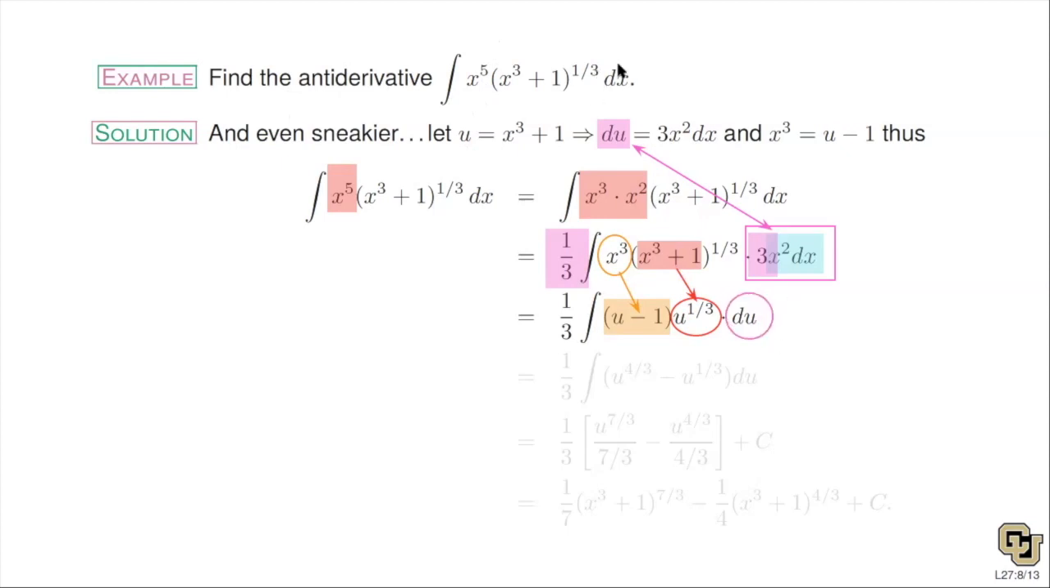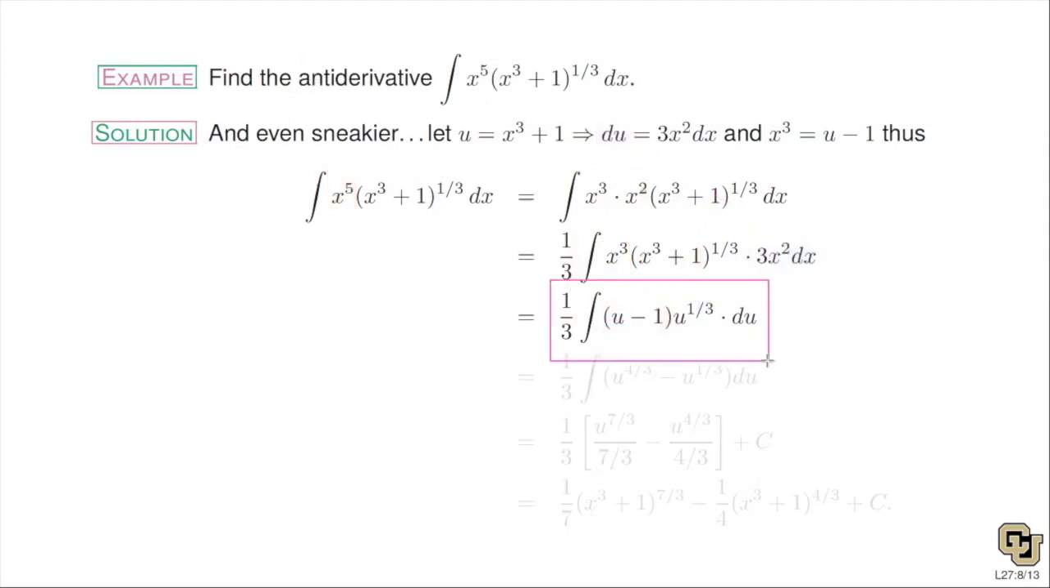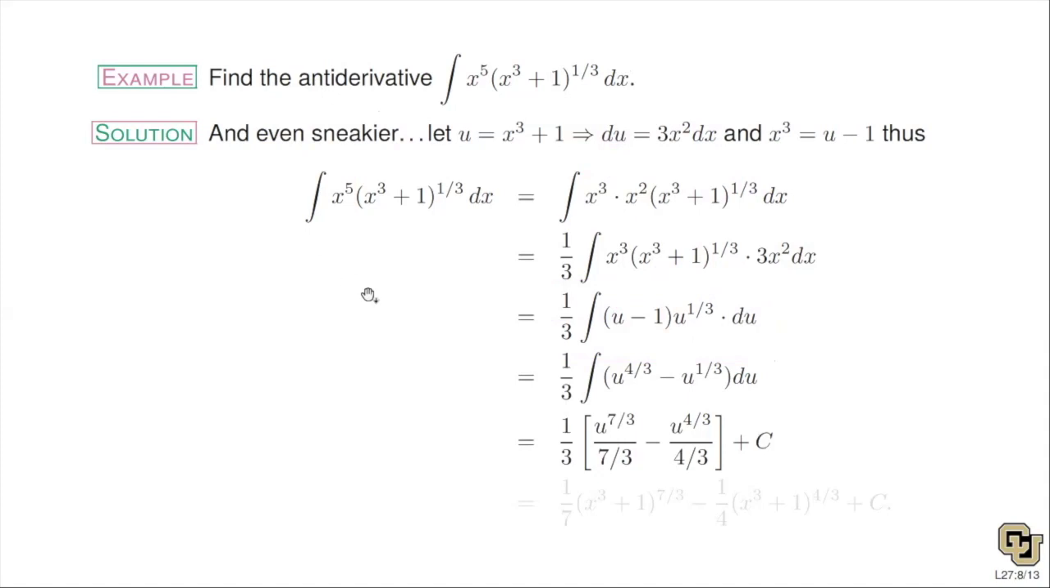So now we reset. In some sense, we have some success here in that everything is in terms of the u variable. Now it's a new problem. How do we solve this problem? Distribute the u to the 1/3 and integrate. Using the power rule, I get 1/3, all this mess. Then I simplify, I bring the fractions that are in the denominator up and replace the u with x cubed plus 1. And that's the final answer.